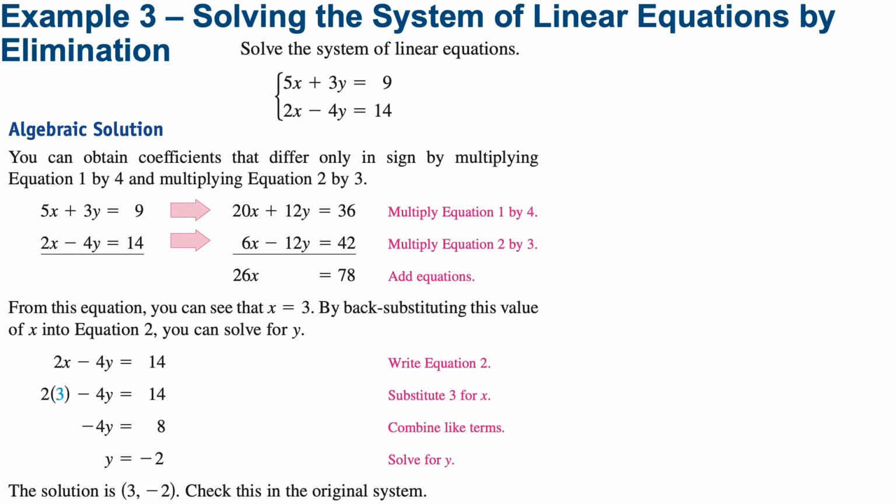And then when we add them, the y's cancel out. We get 26x is equal to 78. And then when we divide both sides by 26, we get that x is equal to 3. Then we substitute back into either equation. So let's put it into equation 2, and we get 2 times 3 minus 4y is equal to 14. So 6 minus 4y equals 14. Subtract 6 from both sides, we get negative 4y is equal to 8. And dividing by negative 4, we get negative 2. So the solution is 3 comma negative 2. And you can check this on your own time for fun.